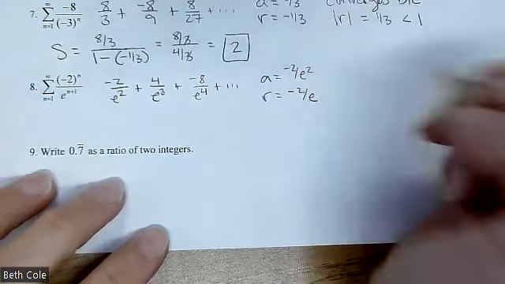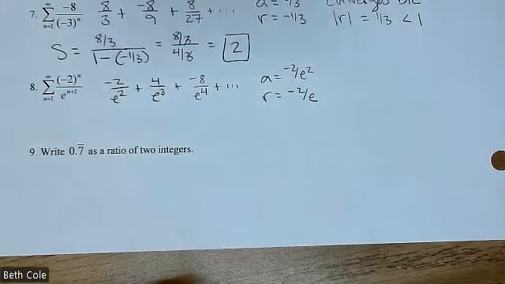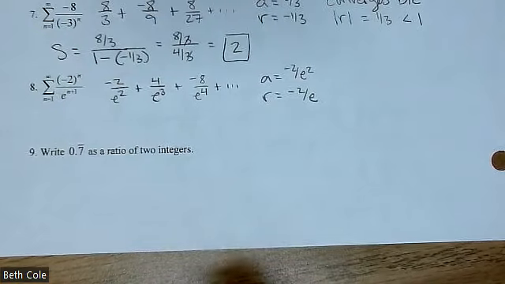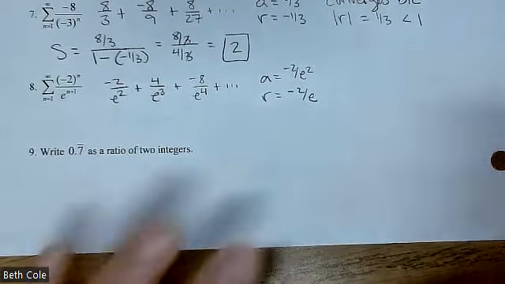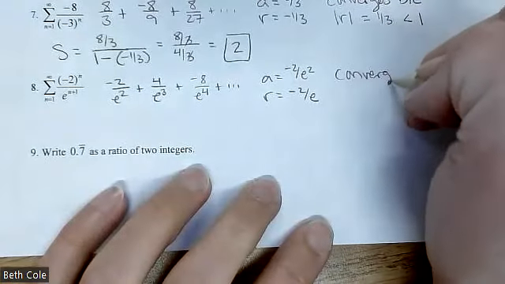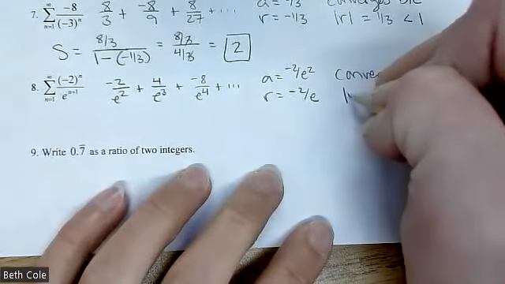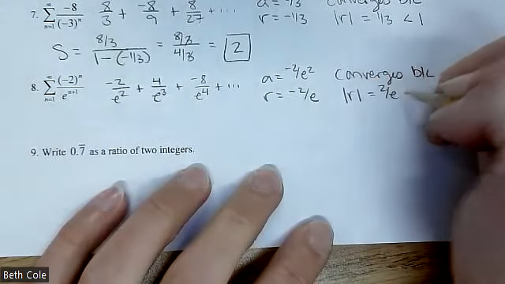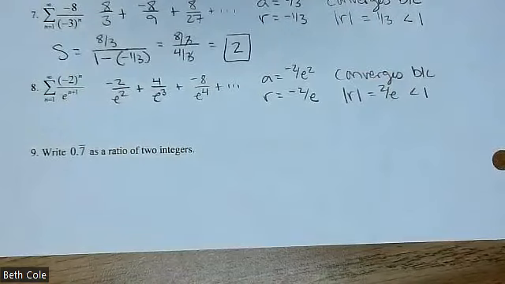Yep. Negative 2 over e. Now the absolute value of that would be 2 over e. That's 2 over 2.7-ish. So is that bigger or smaller than 1? Smaller. Okay, so it converges because the absolute value of r equals 2 over e, which is less than 1.